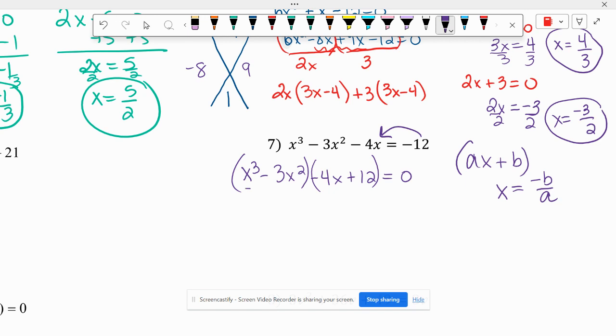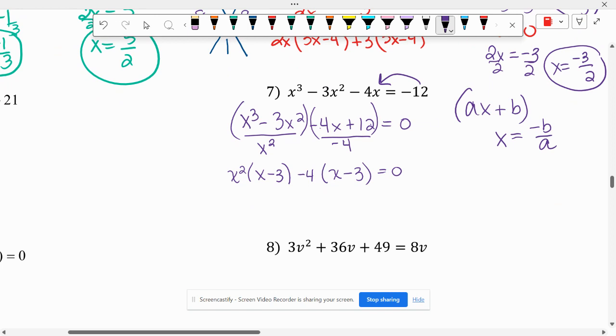So let's see. What's the greatest common factor I can take out of the first one? X squared. Yeah. What can I take out of the second one? 2. How about a 4? Okay. I think I'm going to take out a negative 4. So when I take out an x squared, I'm left with x minus 3. Minus 4 times, negative 4x divided by negative 4 gives me a positive x. 12 divided by negative 4 gives me negative 3. Copycat, x minus 3 equals 0.